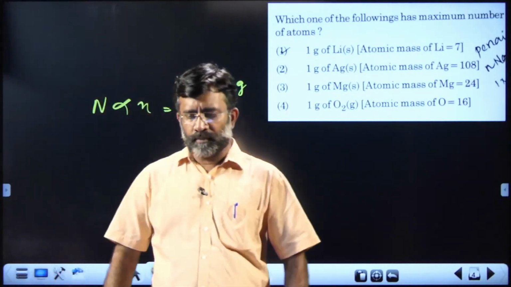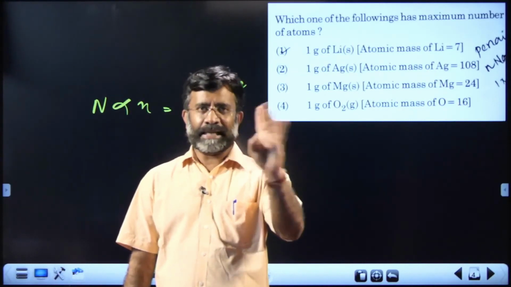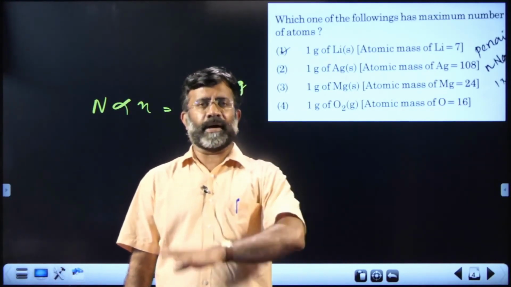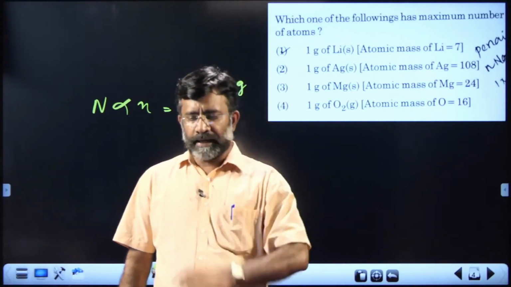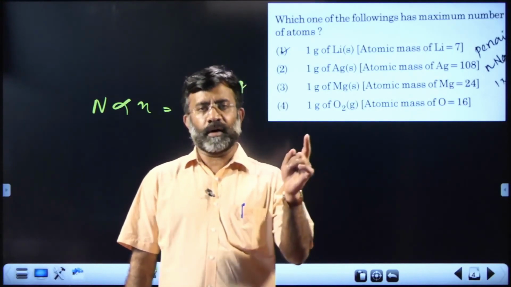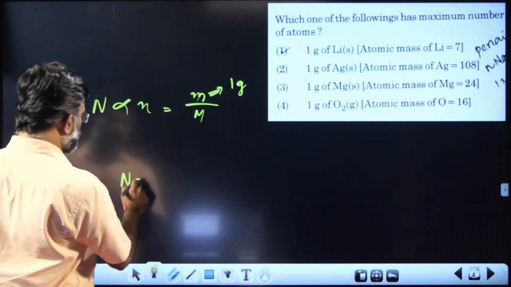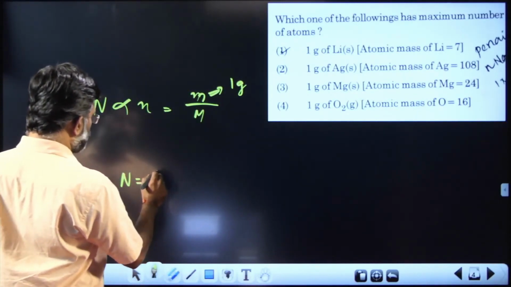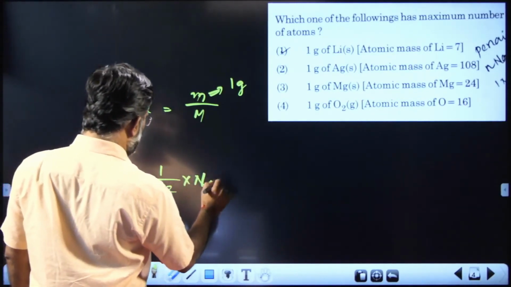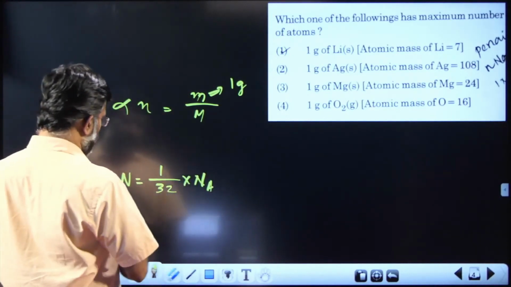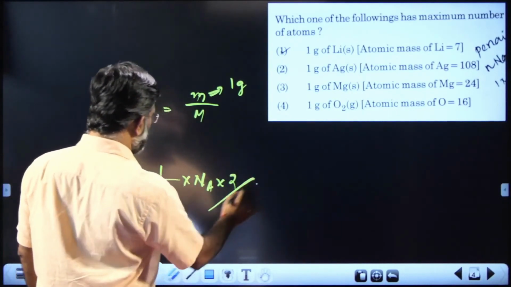Almost all are monoatomic: lithium, silver, magnesium. They are metallic elements, so the number of moles will be directly related to the number of atoms in this case. While there is one gas, oxygen, given, so it is O2 gas. Only in the fourth choice, the number of moles is 1 divided by 32, into Avogadro constant. This is the number of molecules, and if you want the number of atoms, it will be into 2, but absolutely no issues.